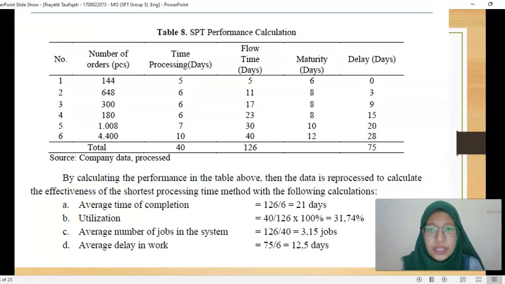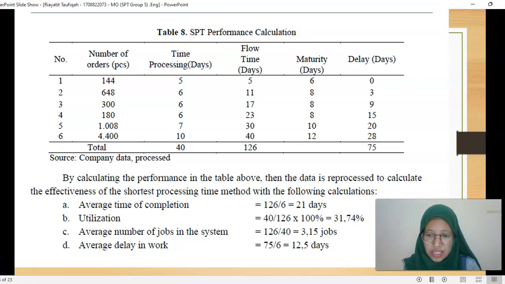Okay, this is the SPT performance calculation. We can see that there are 6 orders, the total processing time is 40, the total flow time is 126, the lateness is 0, and the delays total 75. And by calculating the performance in the table above, the data is reprocessed to calculate the effectiveness of the shortest processing time method with the following calculation.